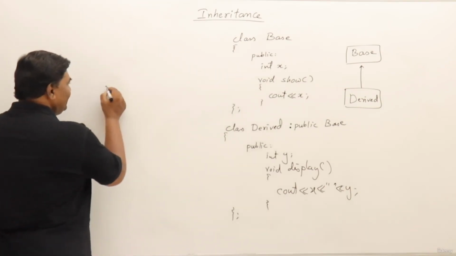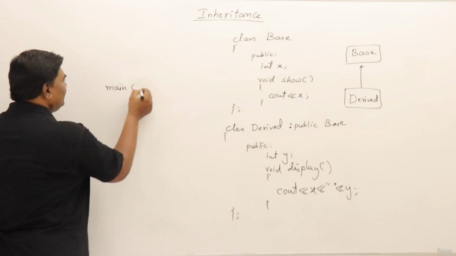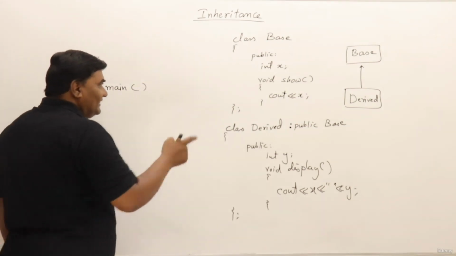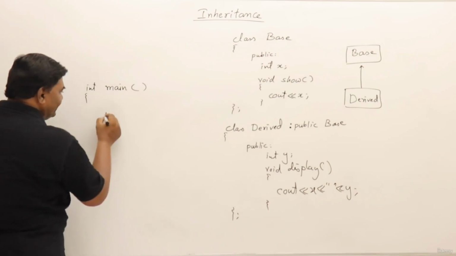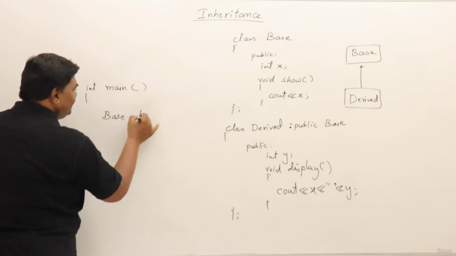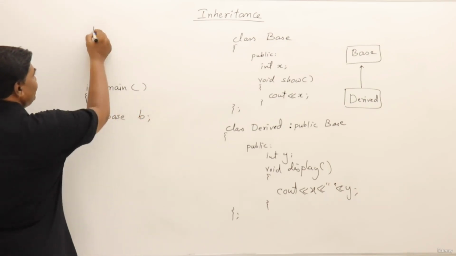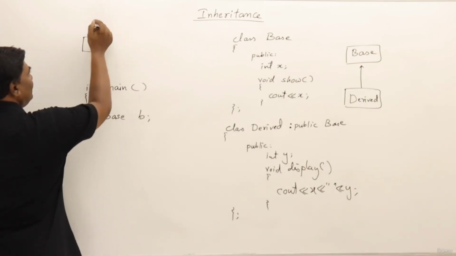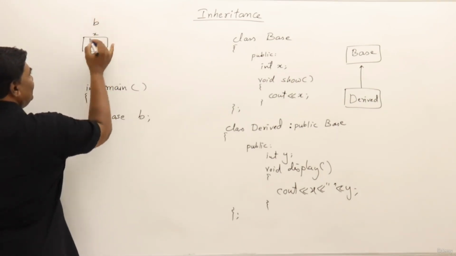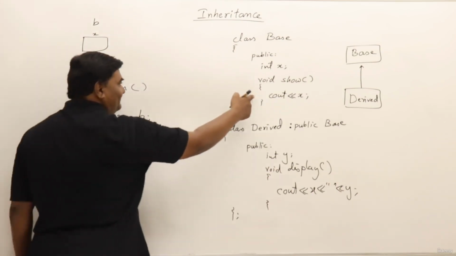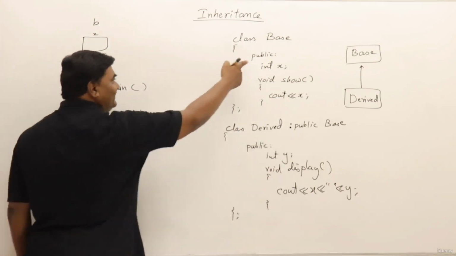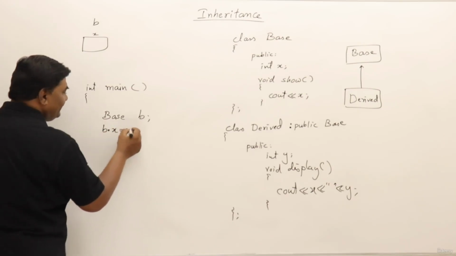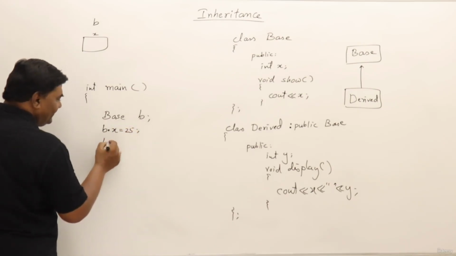See, inside the main method, int main, void main, whatever you want to write. So now I will create the object of base, b. So what happens when I create an object of base? It will have only variable x. This object will have only variable x, and it has one method, that is show. As everything is public, I can access that. So I will say b dot x assign 25. Then I will say b dot show.